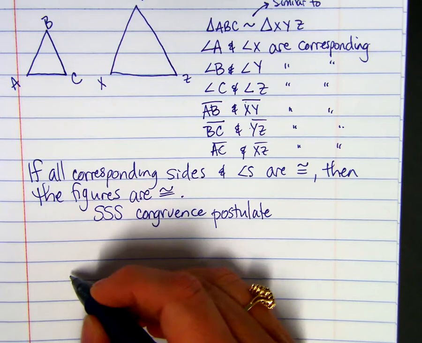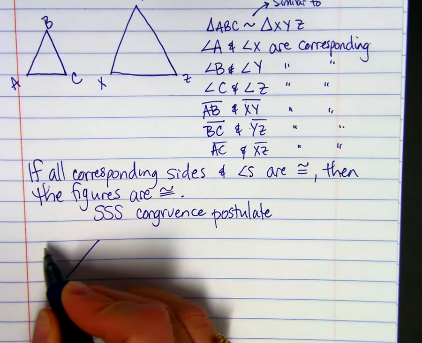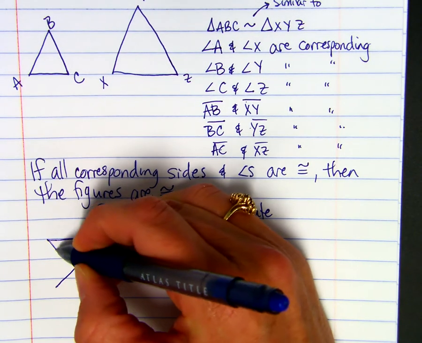So, we're going to draw two triangles that form like a giant, this thingy. I don't know what you call that.